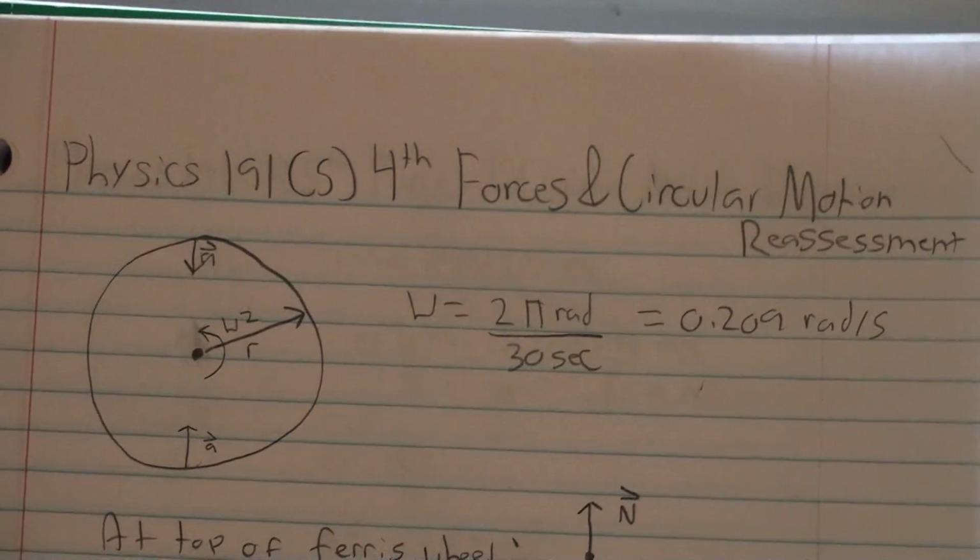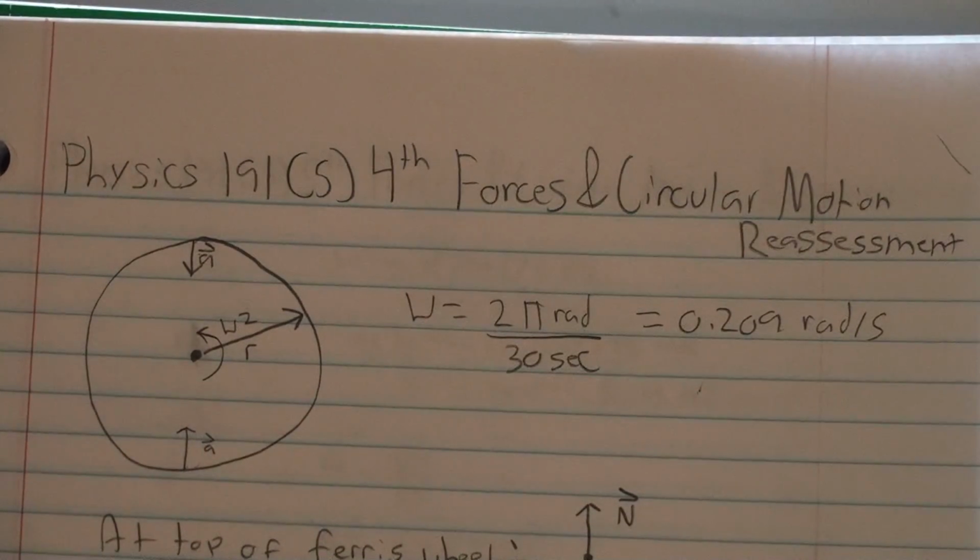So as mentioned in the email this video is attached to, a Ferris wheel has a radius of 11 meters and rotates once every 30 seconds. What is the apparent weight of a 70 kilogram person while at the top of the ride? What is the apparent weight of the same person at the bottom of the ride?